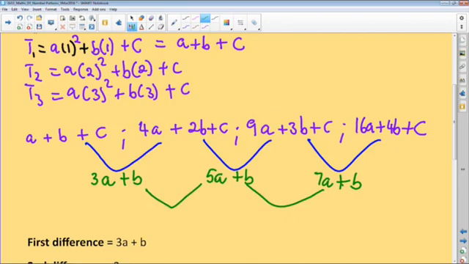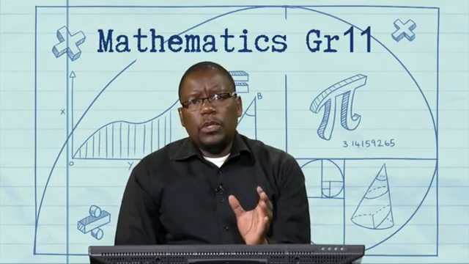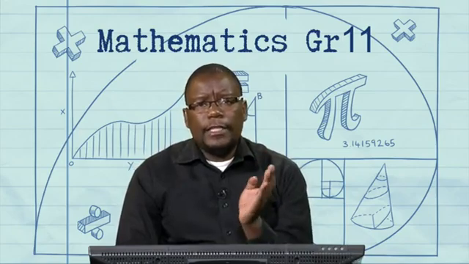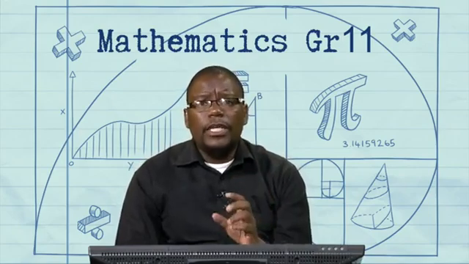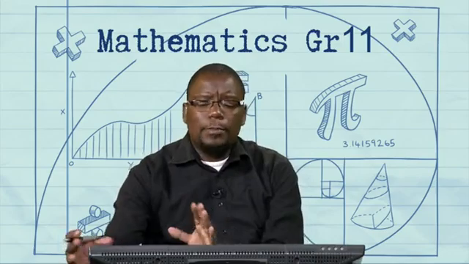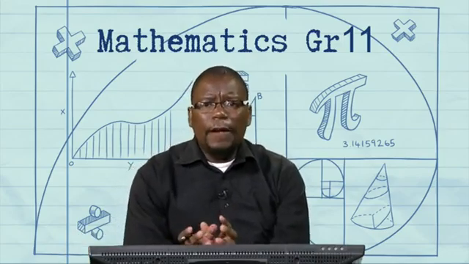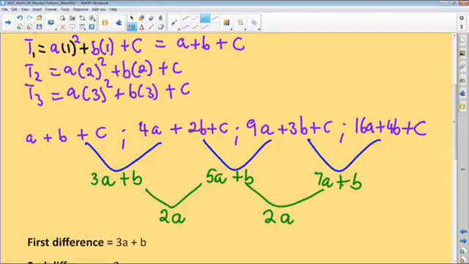What's 5a minus 3a? That's your 2a. And the b minus b is 0. 7a minus 5a, that's 2a. And your b minus b is 0. Now, if a sequence has a second difference which is the same throughout, guys, if you look at the next part, you'll be substituting with a 5 there. You'll get 25a plus 5b plus c.